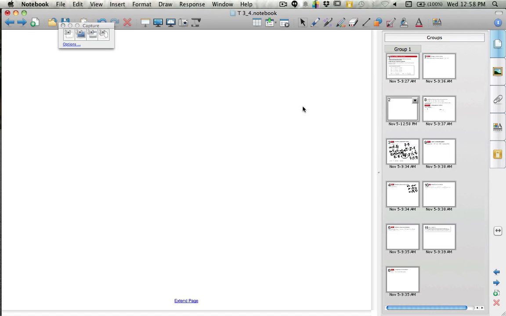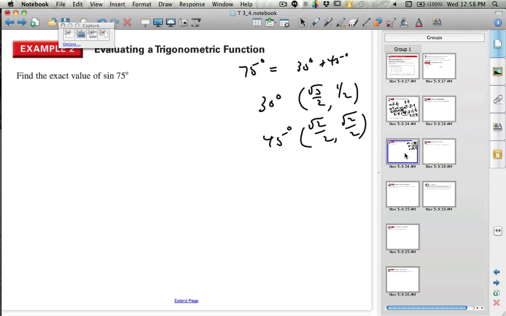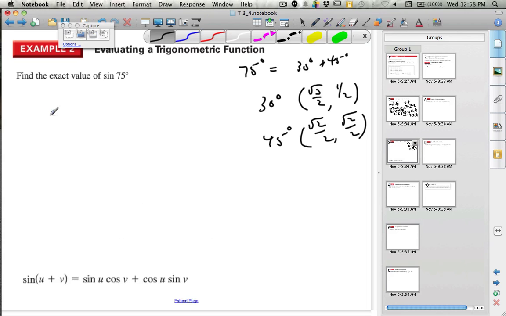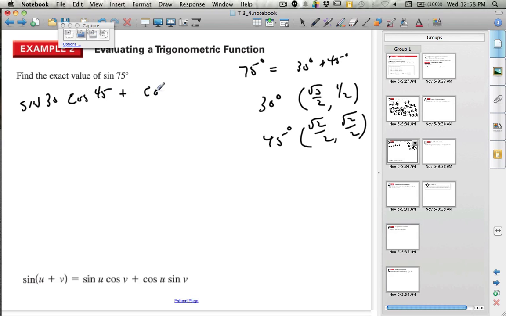And we'll bring that over to our problem just to make sure that we follow it correctly. So this is going to be the sine of 30 times the cosine of 45 plus the cosine of 30 times the sine of 45. You'll notice we've used the sine and the cosine of each different angle. And when we multiply these together, sine of 30 is 1/2.